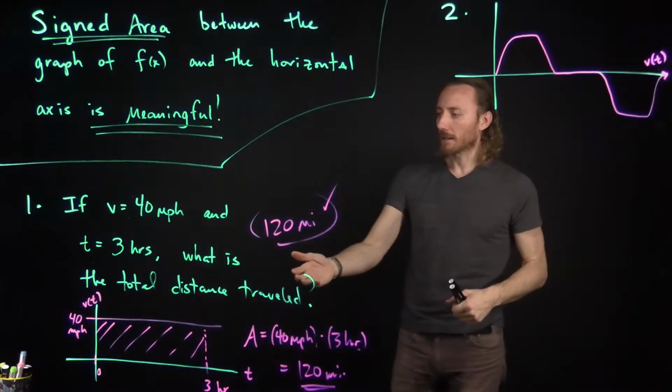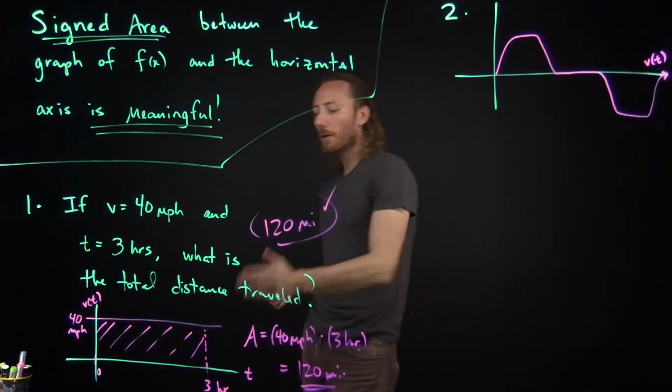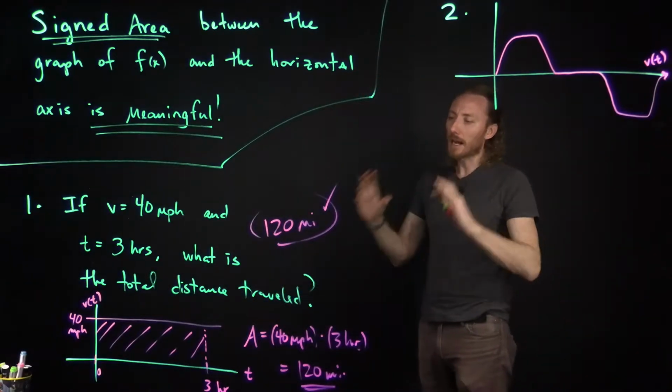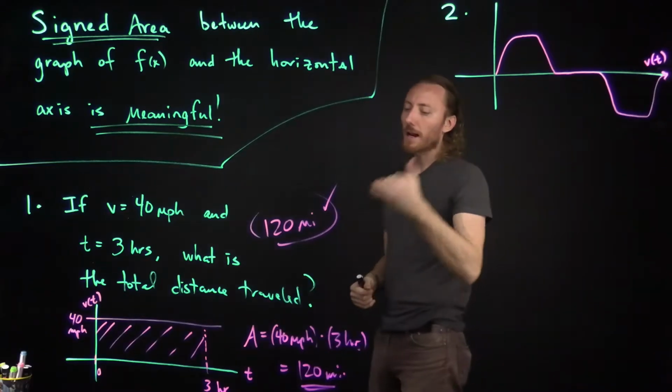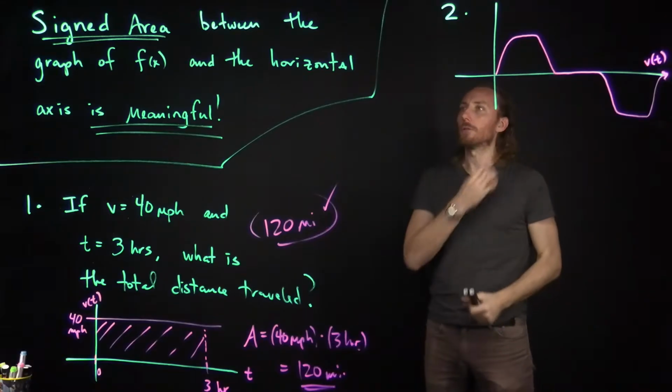Because as we see in this example, where we have a constant velocity of 40 miles per hour over our 3 hours, the signed area between that function's graph and the horizontal axis turns out to be the exact distance that was traveled by the object.